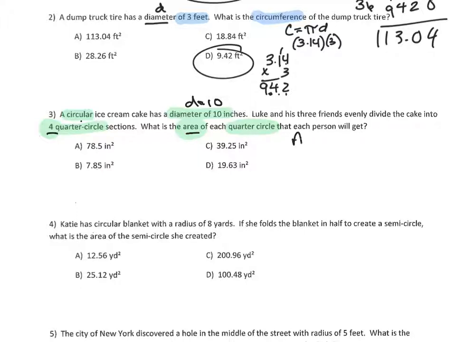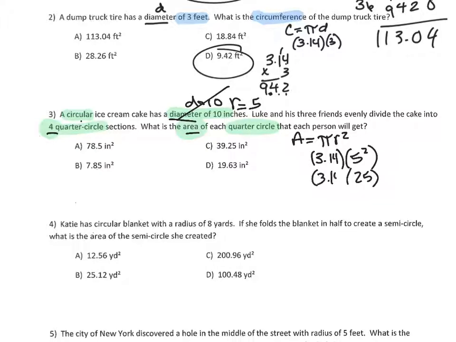So the area of a circle, first of all, pi r squared. So I've got 3.14. They gave me the diameter, not the radius, so make sure you're reading that carefully. Diameter is 10. That's all the way across the circle. I need the radius, so I need half of that, and that would be 5. So the radius is 5 squared. So 5 times 5, 5 squared is 25.